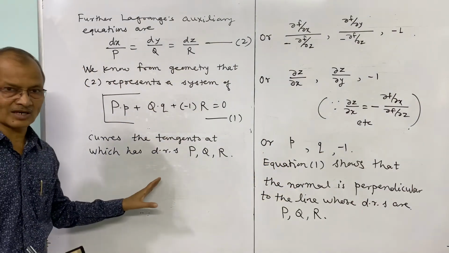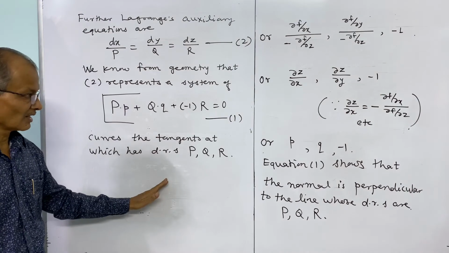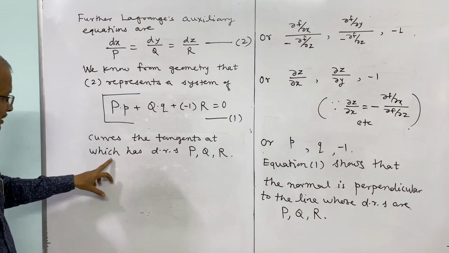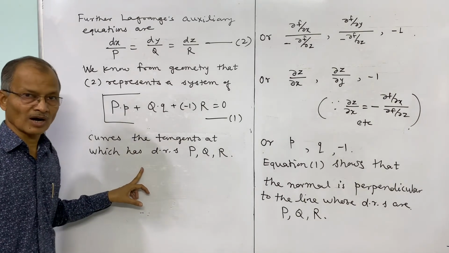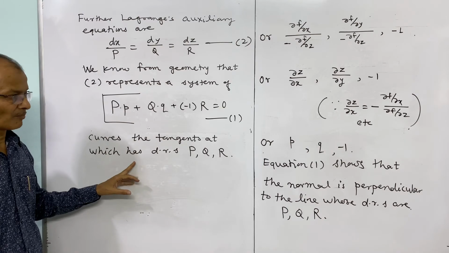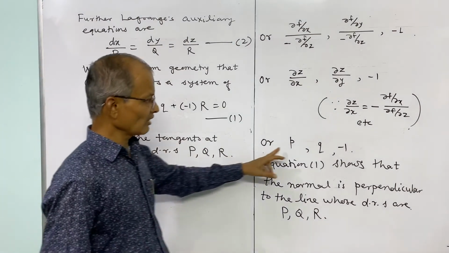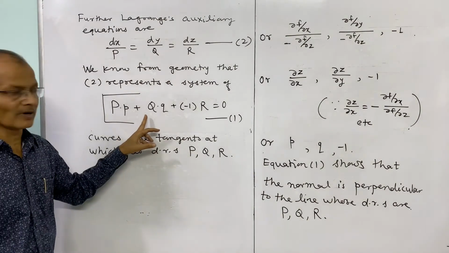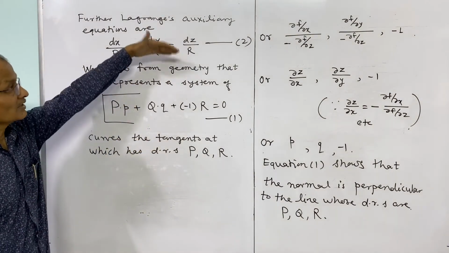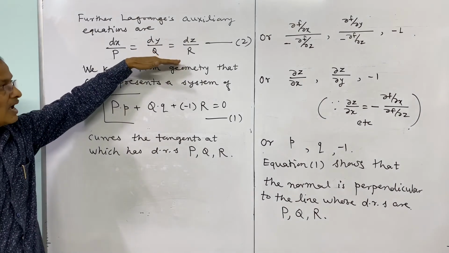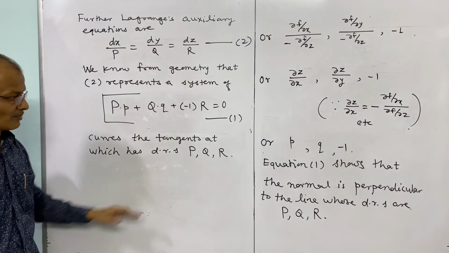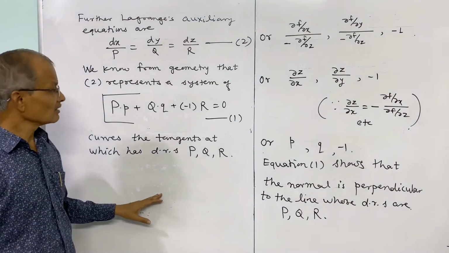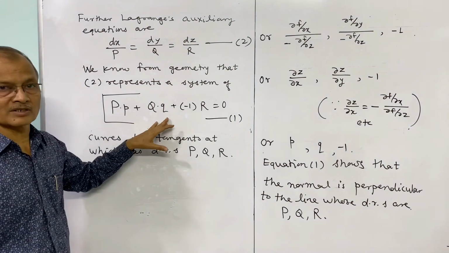And obviously tangent and normal are perpendicular to each other, so this represents the curves whose tangents, with DRs P, Q, R, are perpendicular to these normals. Thus equation 2 will represent a system of curves, and its solutions can be written as u is equal to c1 and v is equal to c2. And again equation 1 will represent the solution.